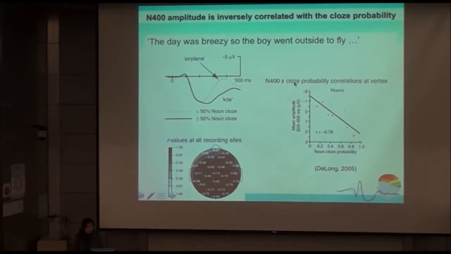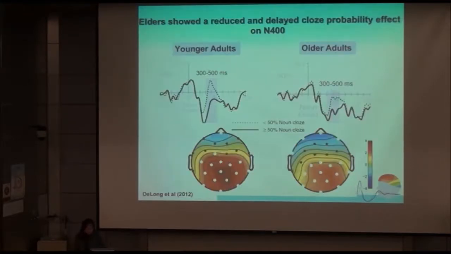They also looked at the relationship between the N400 amplitude and the Cloze probability. Here is the mean amplitude of the N400 at CZ. They showed that words with higher Cloze probability show reduced or smaller N400 amplitude. Such a relationship is most robust in central to posterior regions, which is quite similar to the typical N400 distribution on the scalp. Later on, they also applied the paradigm to healthy elders.